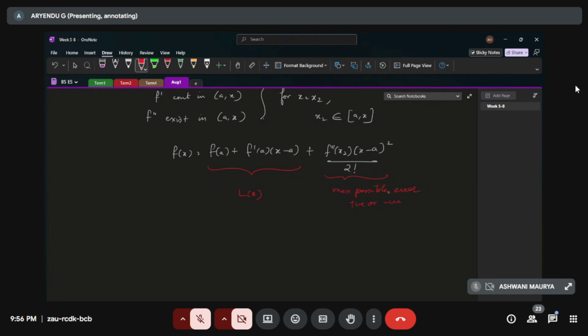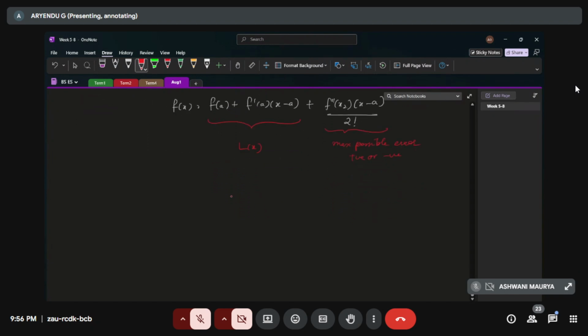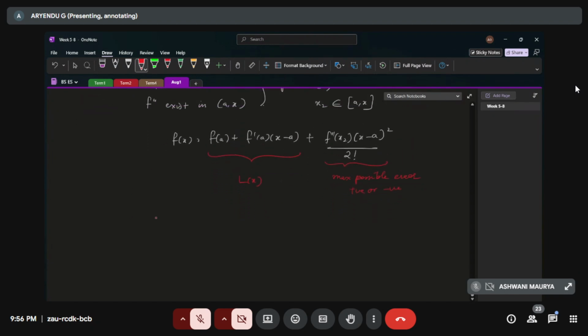Can you show the application in a question or PYQ? Yes, yes. We will do this thing first. This is the equation, so we have to learn this equation by heart. f of x is equal to f of a plus f dash of a into x minus a plus f double dash of x2 into x minus a whole square by 2 factorial. This equation we have to keep in mind.